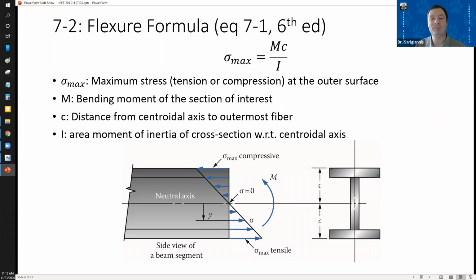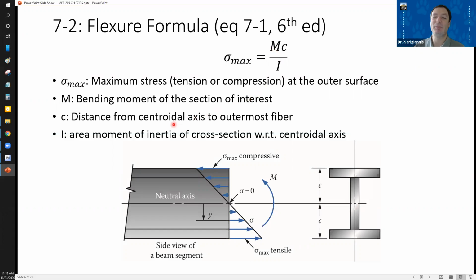So in order to do the analysis here, we look at what's called the flexure formula. And this flexure formula tells us that the maximum stress, and this could be tension or compression, is at the outer surface, and it's a function of a few things. It's a function of the bending moment, right? So we have to calculate that based on something like a shear and bending moment diagram. It's a function of the moment of inertia of the area, the cross-sectional area with respect to that centroidal axis. That's why we did all this work on moments of inertia, right?